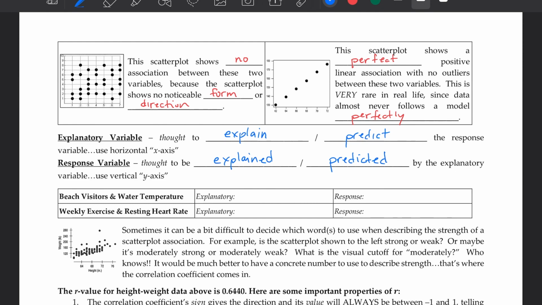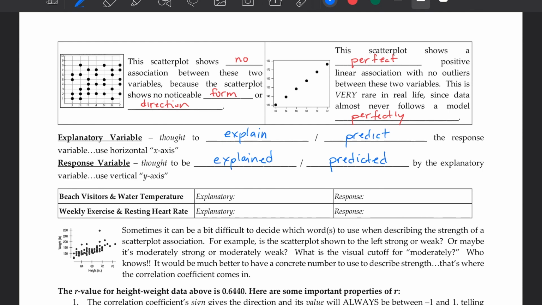Be careful, some people use the words independent and dependent variables, okay? That's something that is used maybe in an algebra class. But independent and dependent have very important definitions and meanings in probability. And so we don't want to start using them here and then get confused about the probability stuff that's going to pop up in the not too distant future.